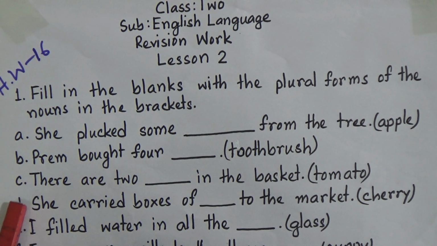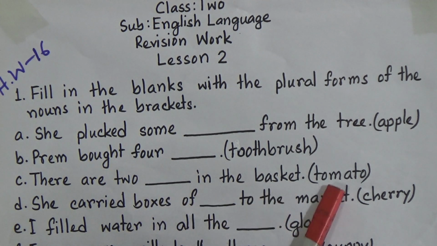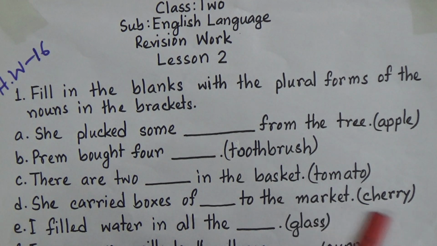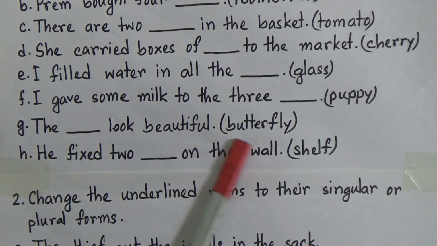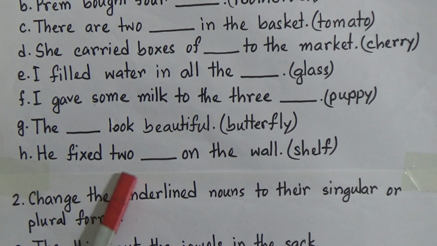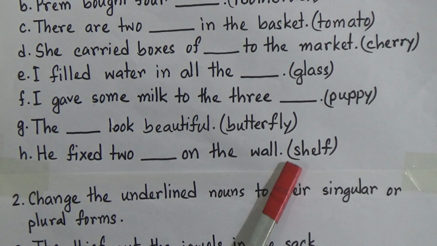Number C, there are 2 dash in the basket, tomato. Number D, she carried boxes of dash to the market, in bracket cherry. Number E, I filled water in all the dash, in bracket glass. Number F, I gave some milk to the 3 dash, in bracket puppy. Number G, the dash looked beautiful, in bracket butterfly. Number H, he fixed 2 dash on the wall, in bracket shelf.